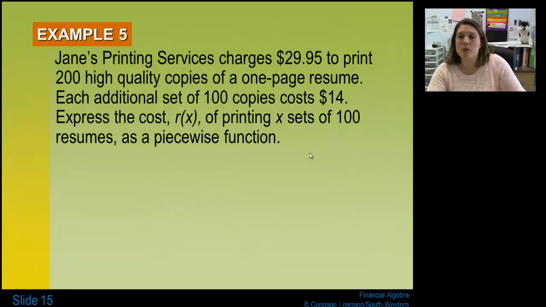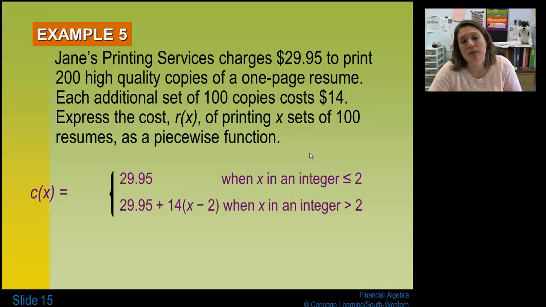Jane's Printing Service charges $29.95 to print 200 high-quality copies of a 1-page resume. Each additional set of 100 copies costs $14. Express the cost R of printing X sets of 100 resumes as a piecewise function. So the setup here is still just like the other ones. It's $29.95 for the first 200 or the first 2 sets of 100. Okay? And then after that, it's $14 for each set of 100.